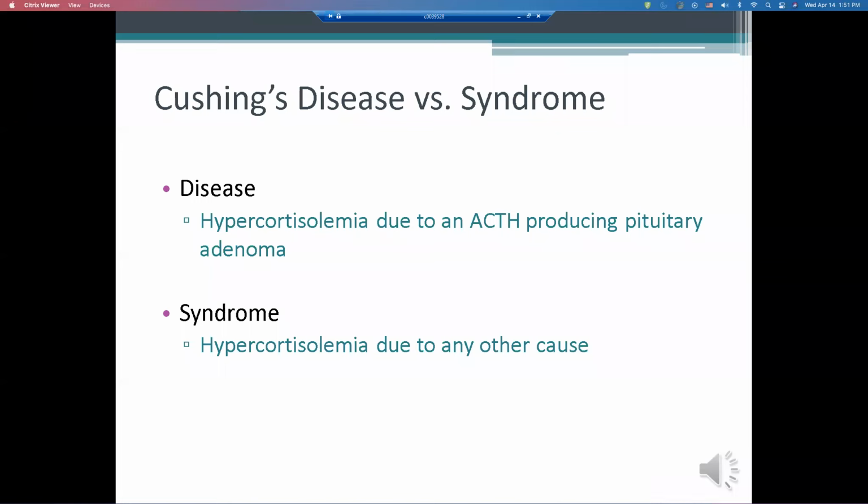The third secretory pituitary tumor is called Cushing disease. And what's the difference between Cushing disease and Cushing syndrome? Cushing syndrome is the bigger umbrella, which means it's hypercortisolemia due to any cause. However, Cushing disease is a very specific diagnosis, which is Cushing syndrome due to a pituitary tumor producing ACTH, okay?